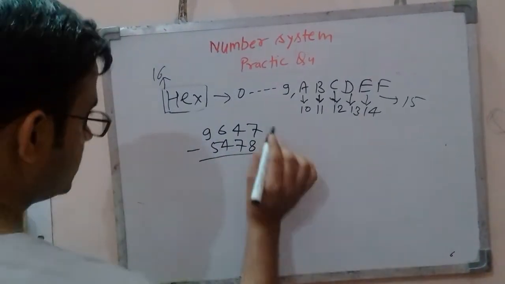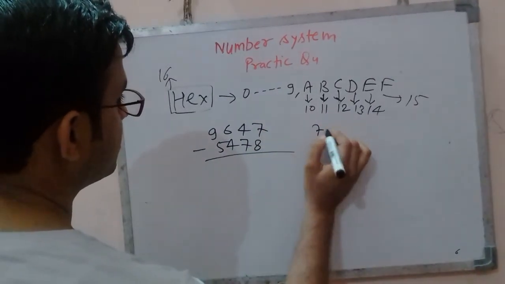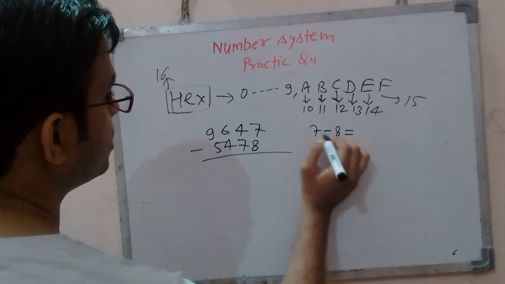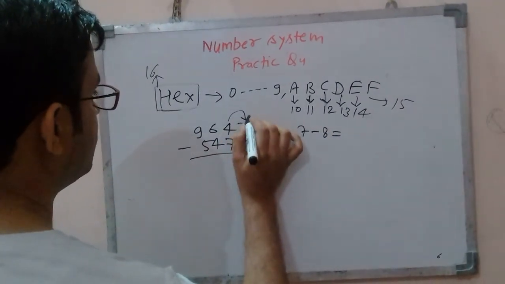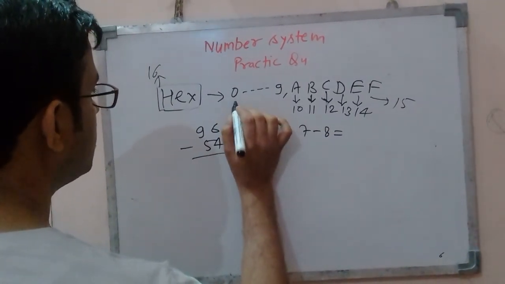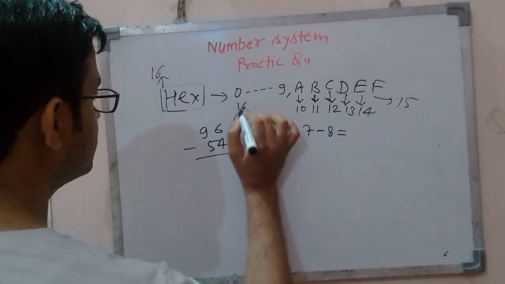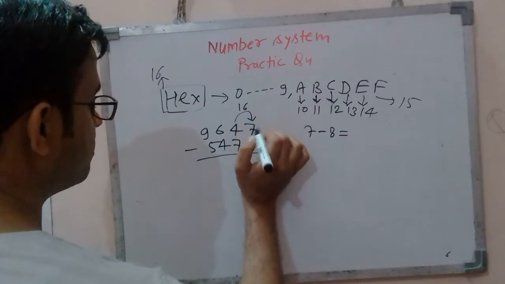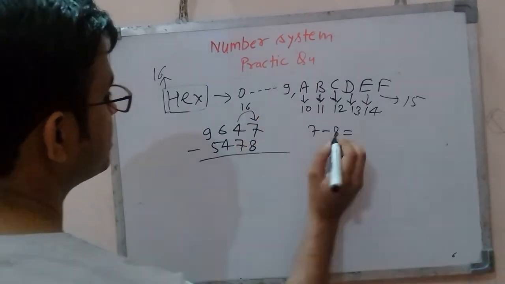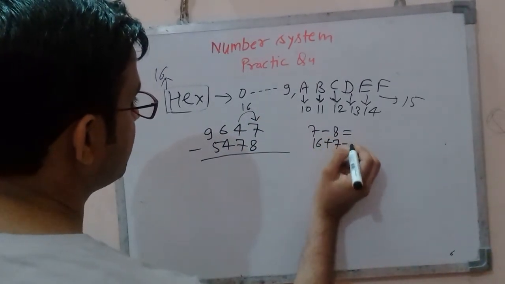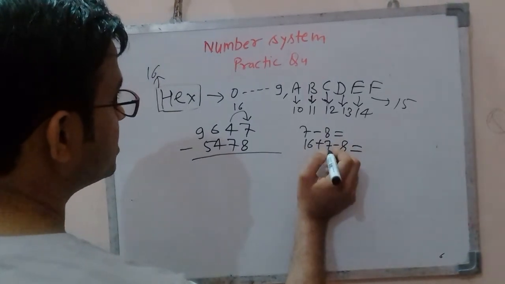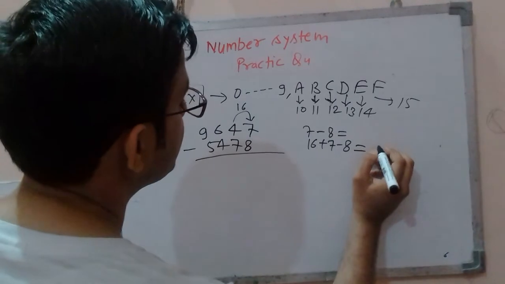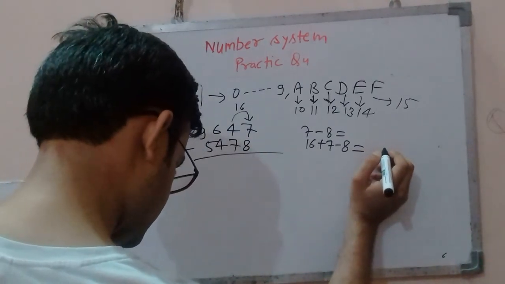So now how to solve this? 8 minus 7. Tell me, is 7 more or is 8 more? 8 is more. That means you will have to take a borrow. When you take a borrow, how much will you borrow? 1 borrow in hexadecimal is equivalent to 16, right? So take 1 borrow, that means 16 borrow. That means 16 plus 8 minus 7. 16 plus 8, 24. 23 minus 8.